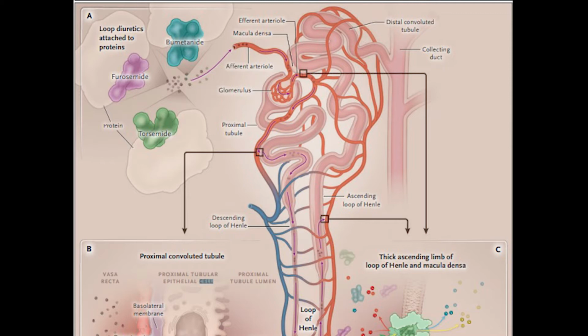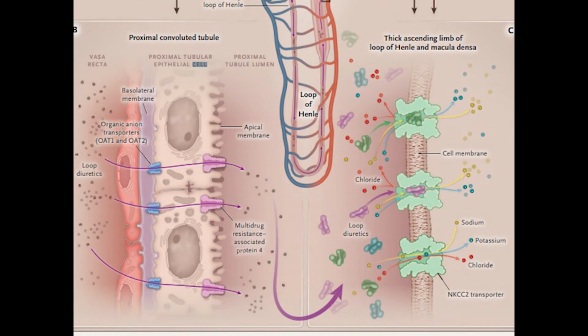But really where we see a lot of the action for the loop diuretics is mostly occurring in the tubule lumen, at these transporters called organic anion transporters. A lot of the diuretic medications that we give don't actually filter through the glomerular filtration. They actually act on the proximal convoluted tubule, not on the glomerulus. So it's actually happening in the ascending portion of the loop of Henle, and it's working on these organic anion transporters.